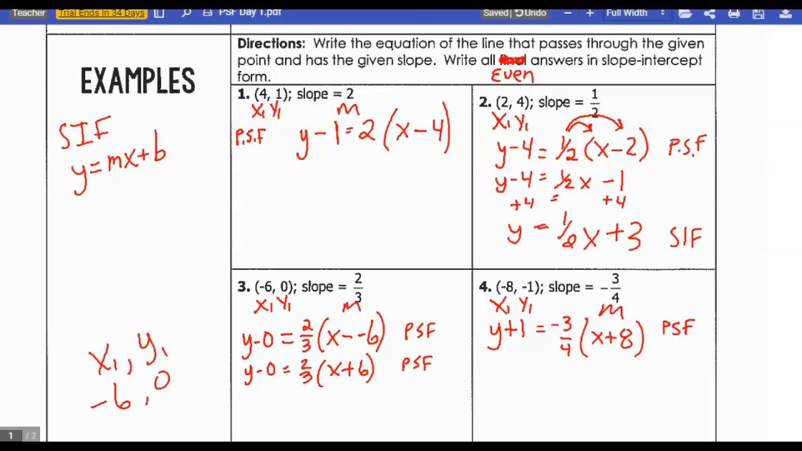So like I said, I'm going to do this on all of these a little quicker. Distribute. This just drops down the first step. 2 times x is 2x. 2 times negative 4 is negative 8. Add 1 to both sides. Y equals 2x. Negative 8 plus 1 is 7. Now I got slope intercept form.